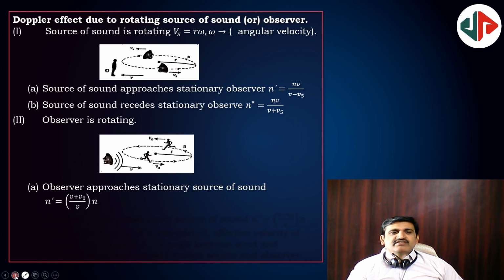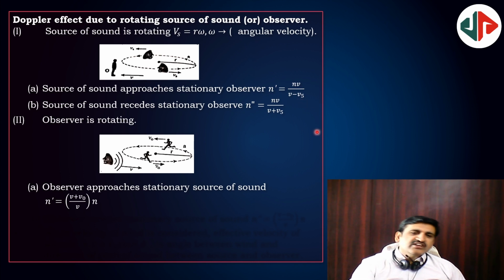Whenever a source is revolving, its maximum velocity will be r omega, and minimum velocity will also be r omega. In that case, the frequency received, where the observer is at rest, is n into V by (V minus r omega). Here it is Vs actually. Vs stands for velocity of source. Velocity of source is equal to r omega, you can take.